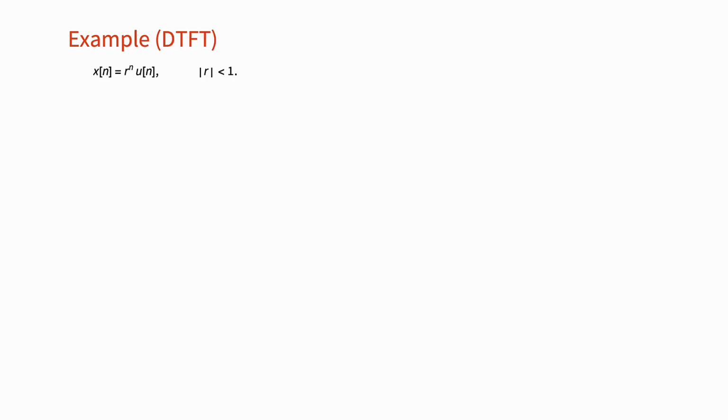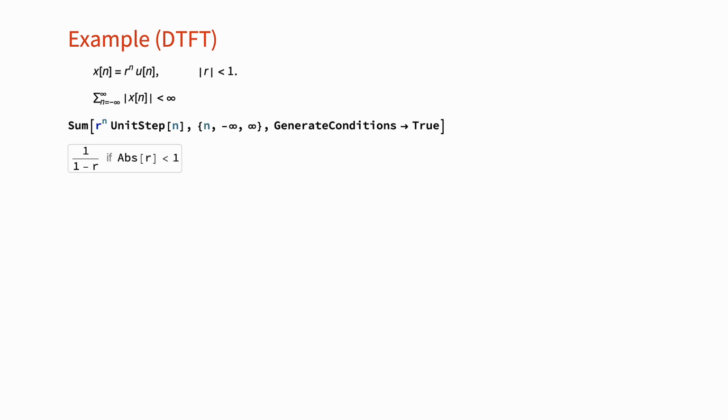As another example, let's find the discrete-time Fourier transform of the exponential sequence r to the power n u of n, where the absolute value of r is less than 1. First, let's check and see if the sequence is absolutely summable. The value here is finite, and so the discrete-time Fourier transform exists. To find it, we can use the Wolfram language using the function FourierSequenceTransform and find the value.